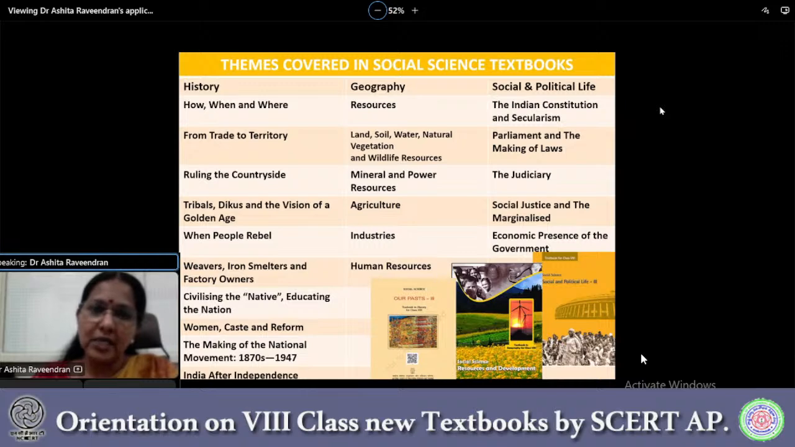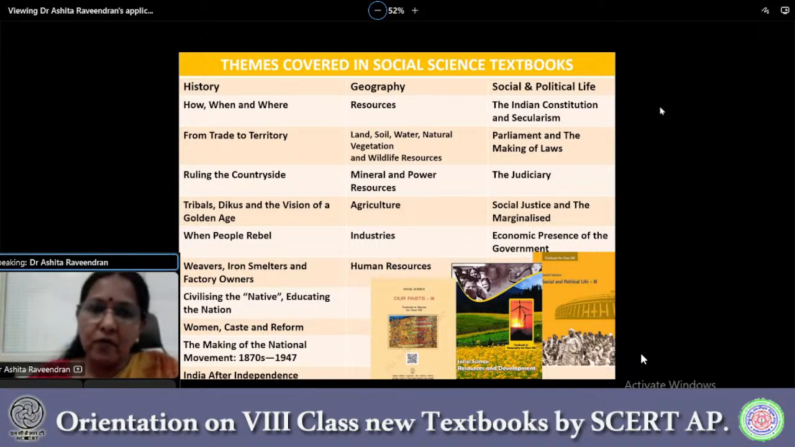So understanding the media, how democracy has evolved and how it is functioning, how our states and the national government are functioning, has been given in this chapter of India after independence. So this is how history has been dealt with.